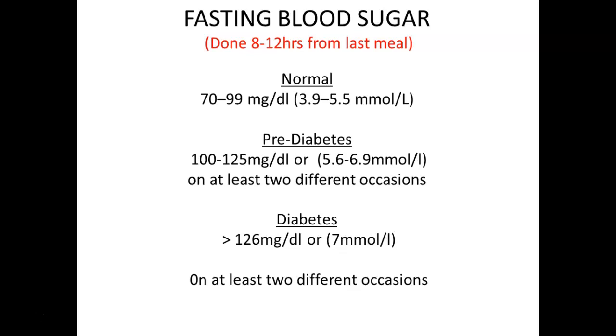For prediabetes, the range is 100 to 125 milligram per dl, or 5.6 to 6.9 millimole per liter, and that is on at least 2 different occasions. When you get this range on 2 different occasions, that suggests prediabetes. Now let's say you get 126 milligram per dl, which equals 7 millimole per liter, on 2 different occasions.